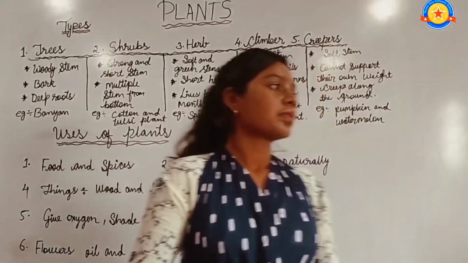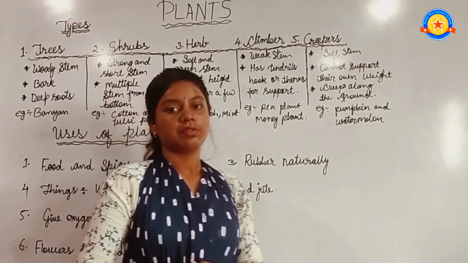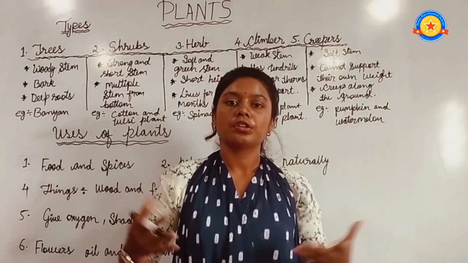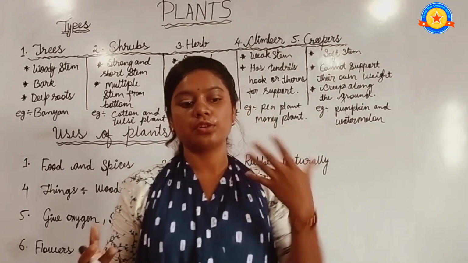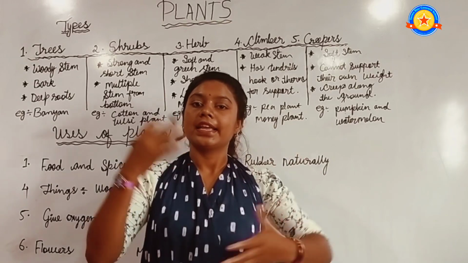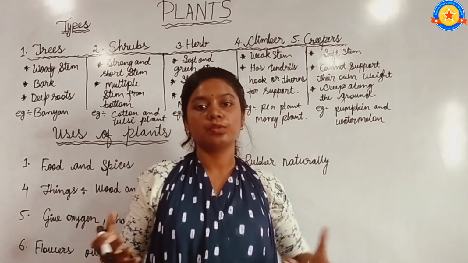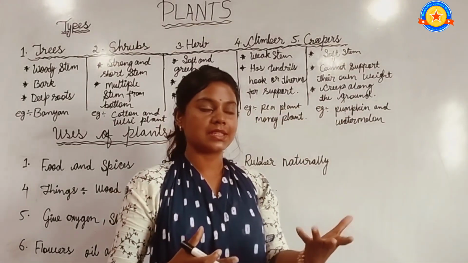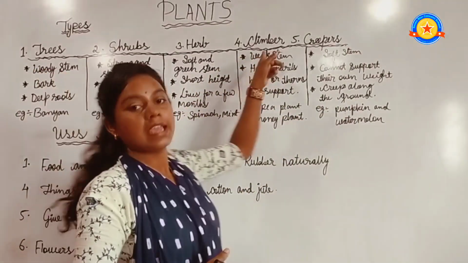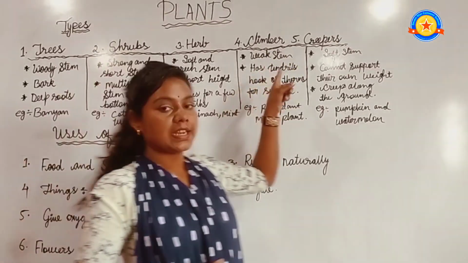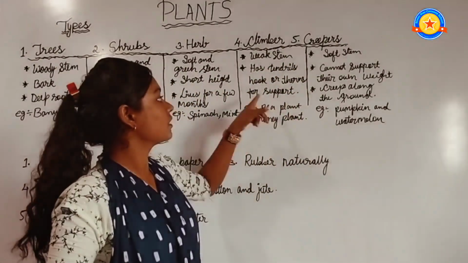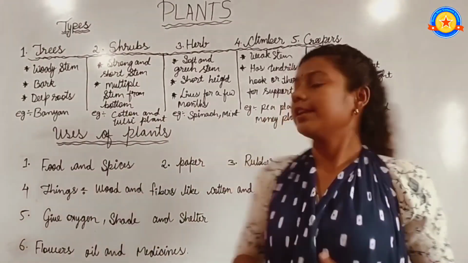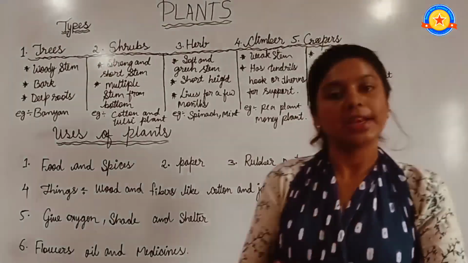Next we have climbers. What is a climber? Climbers are plants which cannot grow by themselves. They take help from other plants to grow, like they take a stick to grow themselves. Climbers have a weak stem, and they have tendrils, hooks or thorns for support. Examples are the pea plant and money plant.